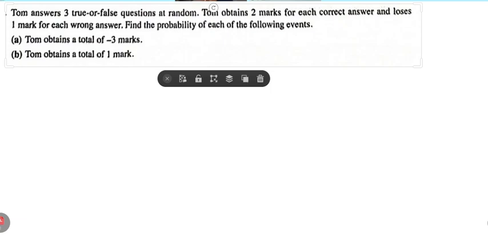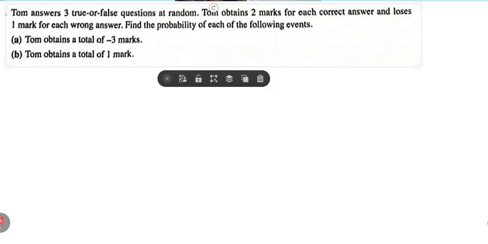Tom answers three true or false questions at random. Tom obtains 2 marks for each correct answer and loses 1 mark for each wrong answer. Now, find the probability of each of the following events. First, we're going to find out what the numbers would be.